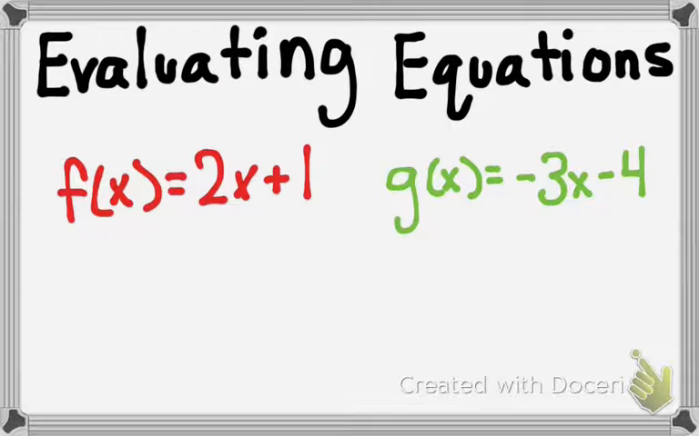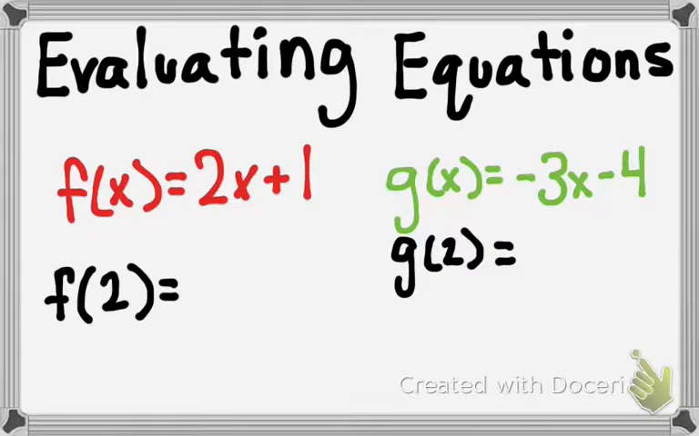Now evaluating equations. So here I have two different equations. I have f of x is equal to 2x plus 1 and g of x is equal to -3x minus 4. Just a reminder, it does not matter if it's f or g. These letters don't really mean anything. They're like nicknames for our equations. So the only thing that matters about them is if I'm evaluating f of 2, I have to use the f equation. If I'm evaluating g of 2, I have to use the g equation.